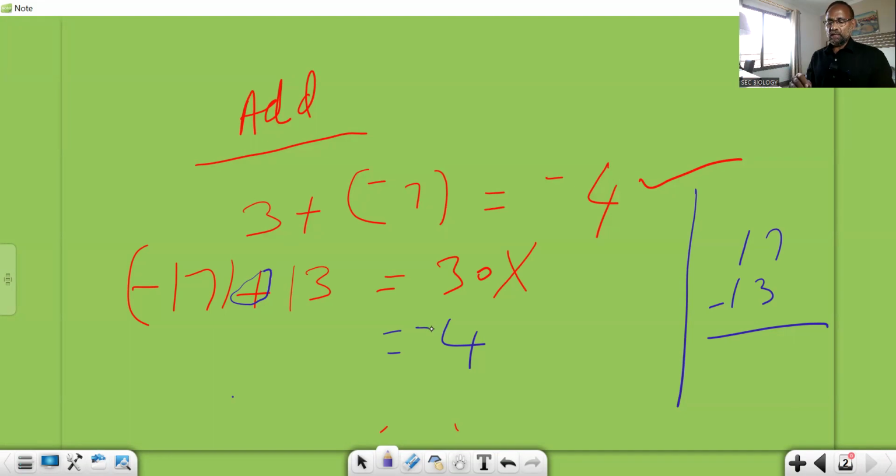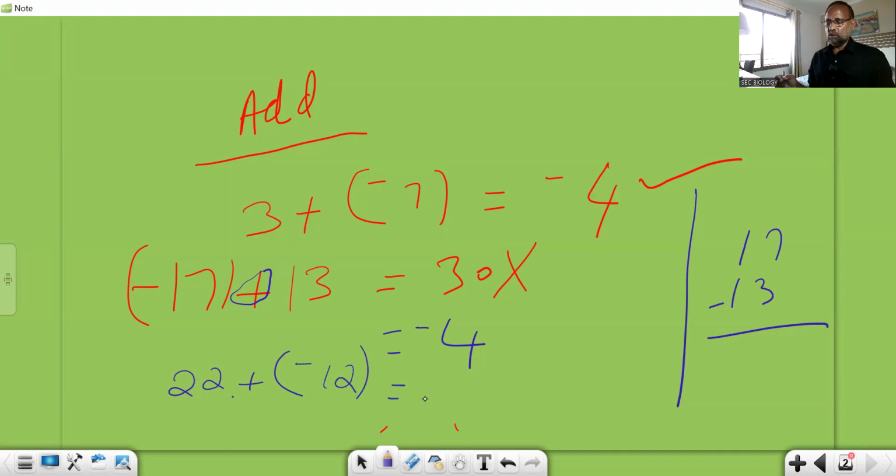Here you see, what is minus 17 plus 13? That means find the difference, minus 4. Like the fraction also we studied. I will come to that. Now minus 17 plus 13 is minus 4. Am I right? Okay.